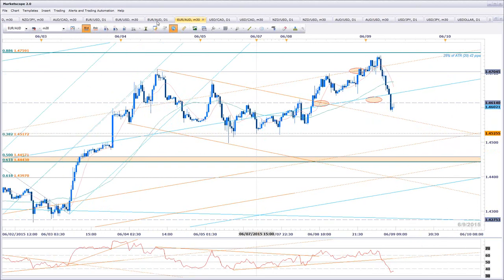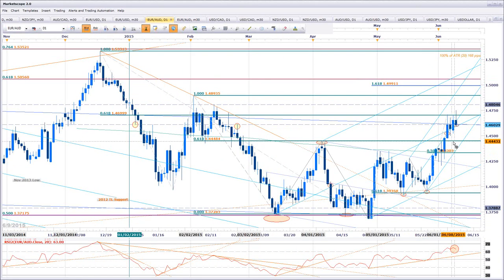we'll be looking for possible long triggers on the Euro-Aus. Here's what the daily chart looks like. And again, that's basically the region that we made right here. So as long as we hold above this median line, we don't want to get excessively excited about the short side just yet.